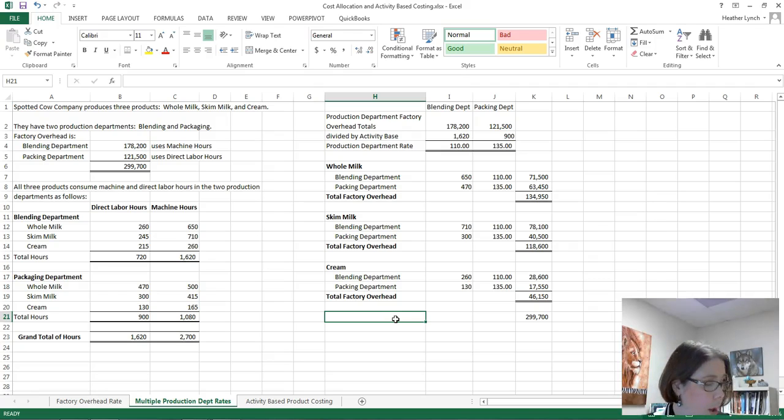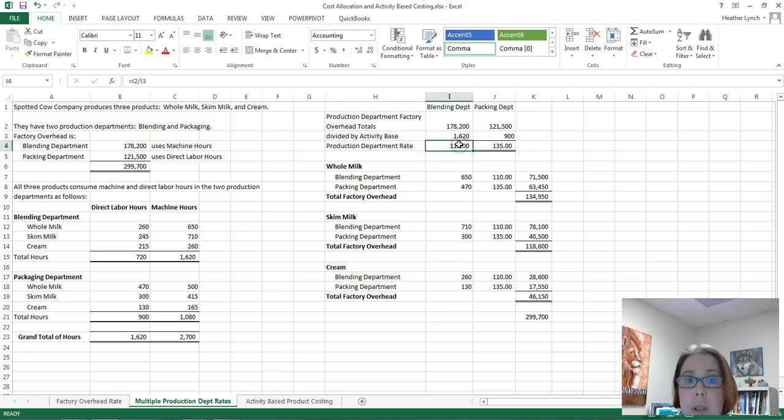So this is when we are using multiple production department rates, because we figured out the blending department's production department rate, and we figured out the packaging department's rate. So then again, we can have a more accurate amount of what our total factory overhead is for milk, for skim milk, and for cream.